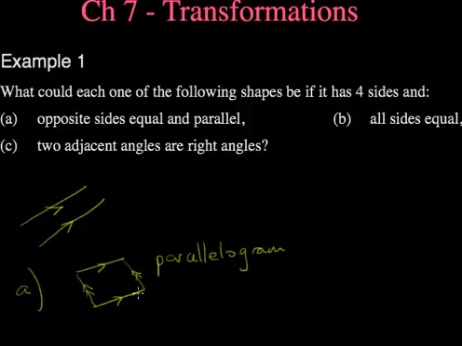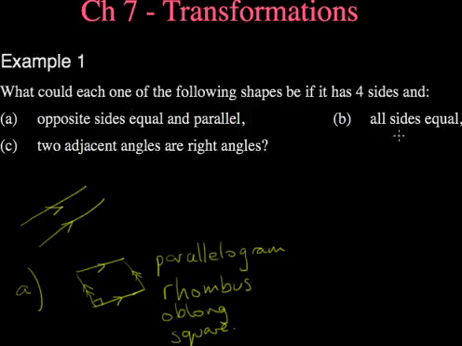That's the parallelogram. You could also make it such that these are all the same length, and if that's the case, it's a rhombus. And of course, these could be right angles, which would make it either an oblong or a square. So they're the four different shapes you could have with part A.